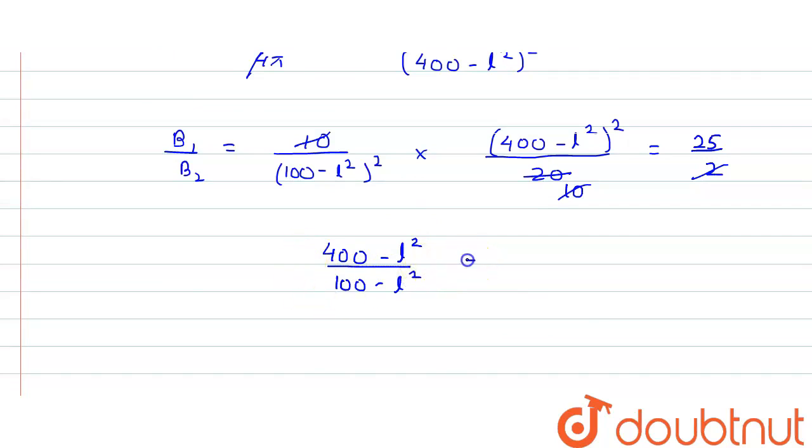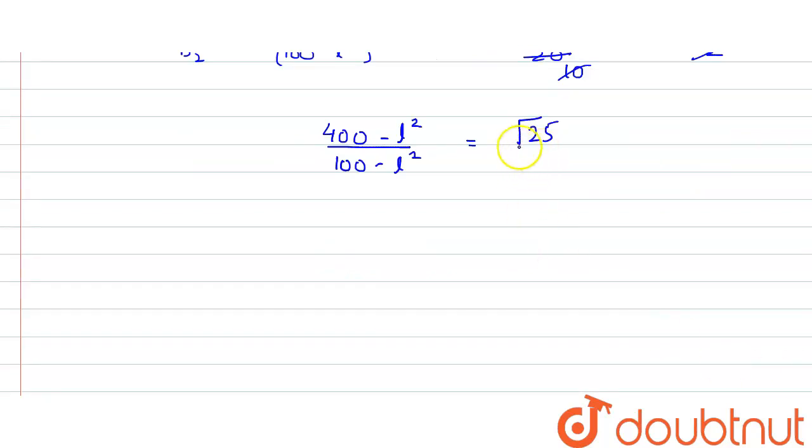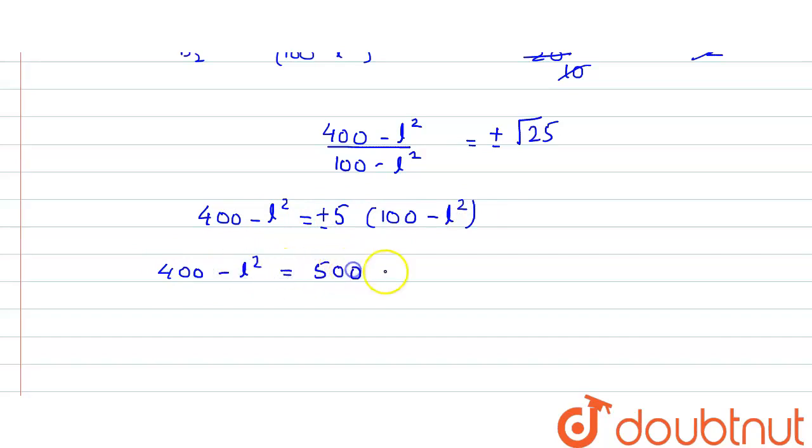Now they both are square, so we can take the square root on the other side. It would be square root of 25. If we solve this, we can take positive as well as negative value because we are taking the square root. So 400 minus L square would be equal to 5 times (100 minus L square) with the plus minus sign. If we take the positive sign, 400 minus L square would be equal to 500 minus 5L square. If we solve this, 4L square would turn out to be 100, or we can say that L square is 100 divided by 4, that means 25. If we take the square root, it would be 5 centimeter.